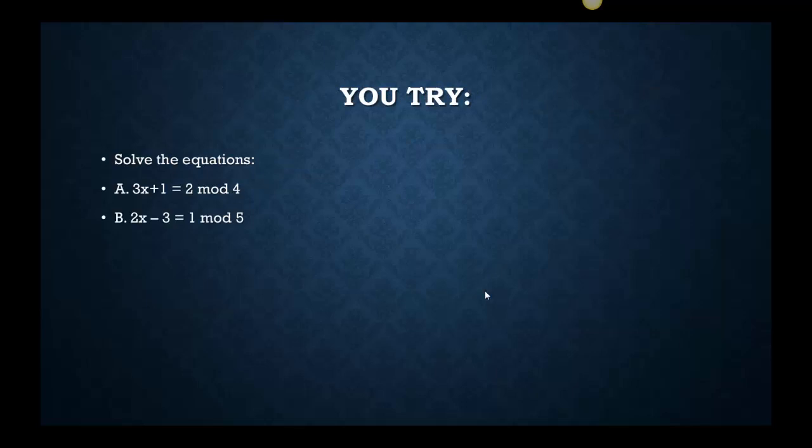All right, so now that we've done it a couple times, I really want you to stop and give this a try. See if you can do these two. The first one is 3x plus 1 is 2 mod 4, and the second one is 2x minus 3 is 1 mod 5. Definitely stop the video. This should take you a little bit. You can't do these in your head. Give it a try, then when you're done, come back, unpause me, and let's see how you did.